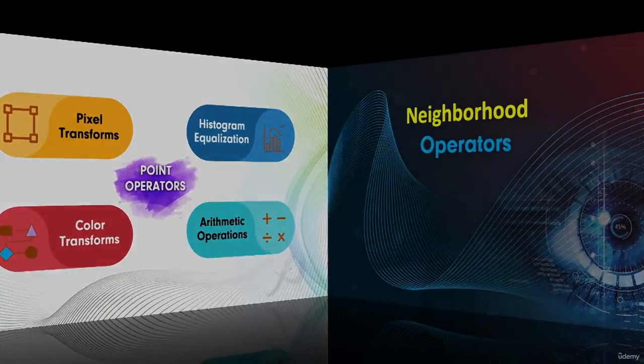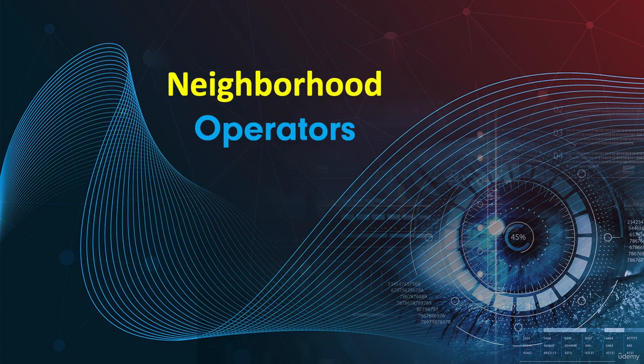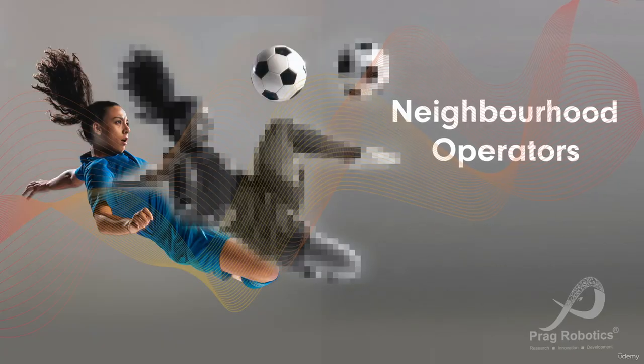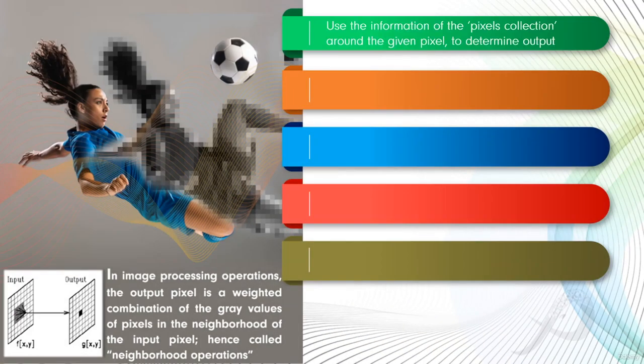The second operation is called neighborhood operators. In simple terms, the processing of an image in a section is called neighborhood operations. It is a combination of weighted grayscale values of the neighborhood pixels in the input image. So, the operation uses information around the input pixel to get an output. This operation requires a collection of pixels. Adaptive histogram equalization locally is one good example of a neighborhood operation.